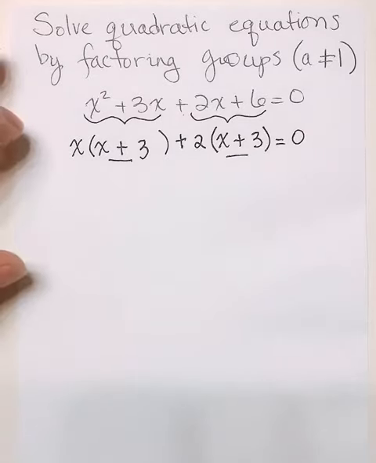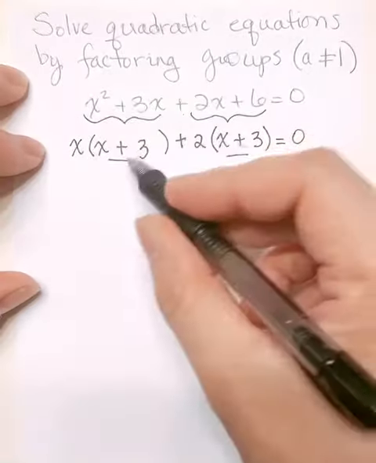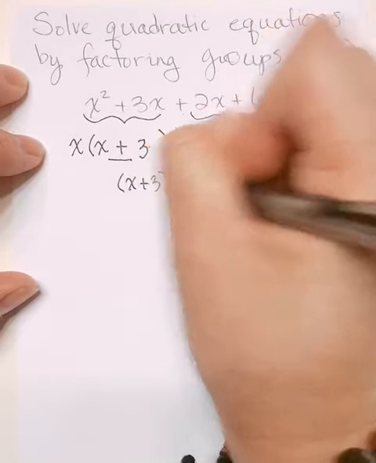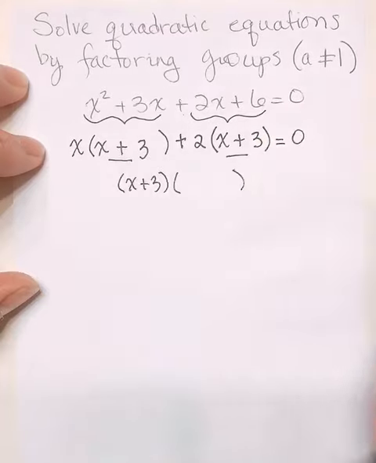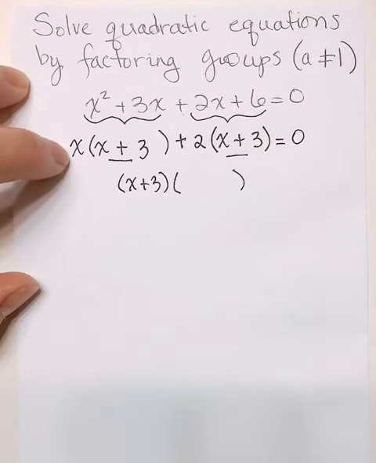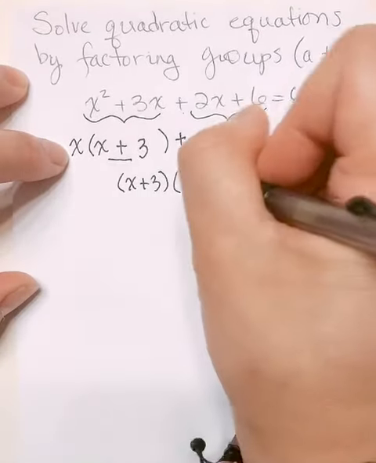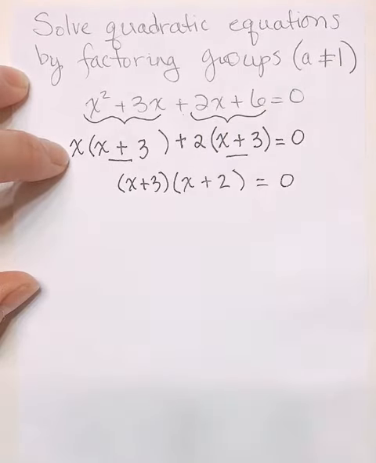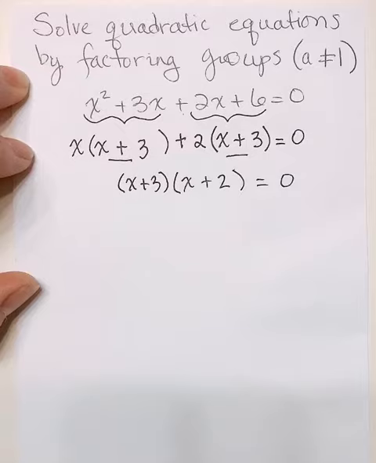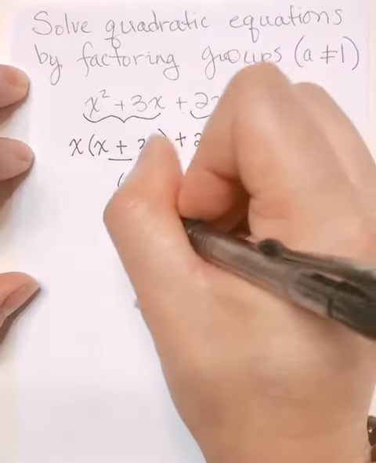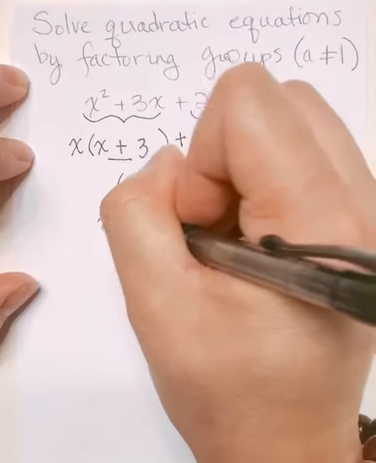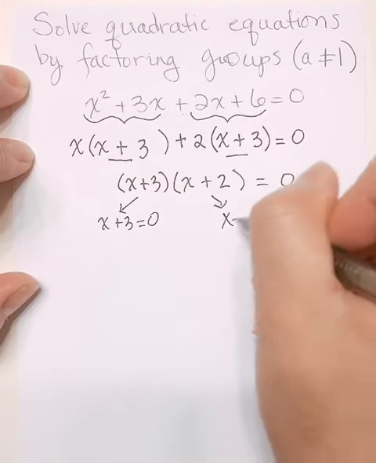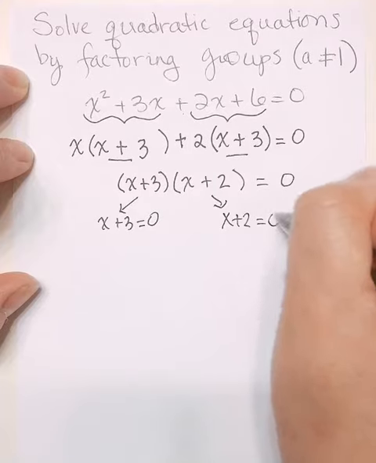According to the lesson that I showed you in the PowerPoint, this x plus 3 becomes one factor. And then the leftover becomes the other factor, where the leftover is the x and the plus 2. So x plus 2. And all of that's equal to 0. Now we just apply the zero product property to solve this. So we split this into 2. x plus 3 equals 0. And x plus 2 equals 0. And we solve them separately.